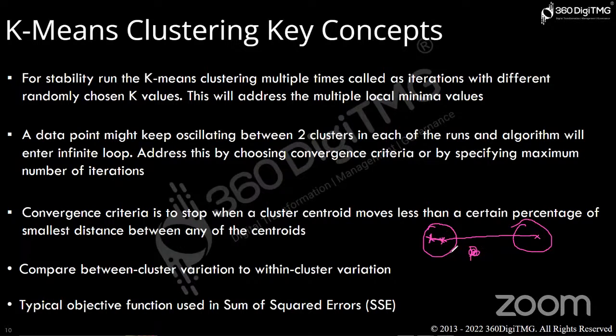Here, between cluster variation is not just centroid to centroid, it will be from all the data points to the other centroid. Suppose this distance is D1 and suppose this distance is D2. So D1 here is our between cluster variation and D2 is within cluster variation.